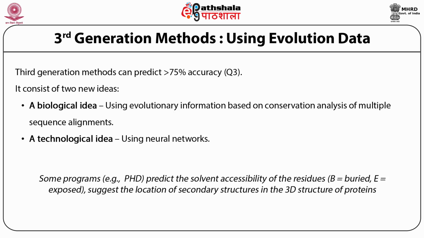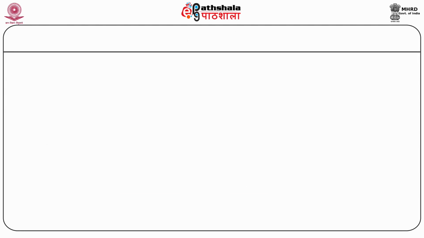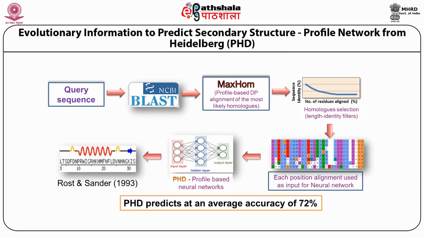The use of evolutionary information is critical for the improved performance, and all modern approaches use evolutionary information in making secondary structure predictions. In addition to secondary structure, some programs predict the solvent accessibility of the residues, which suggests the location of secondary structure in the three-dimensional structure of proteins. Here we will see the principal concepts of third generation methods using the neural network based method PHD, because it is currently the most accurate method and most of the other third generation methods use this as the base procedure.